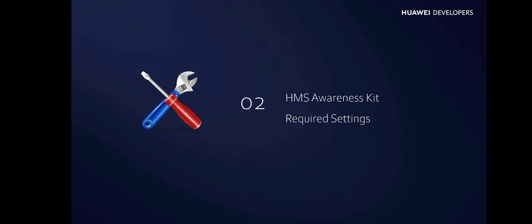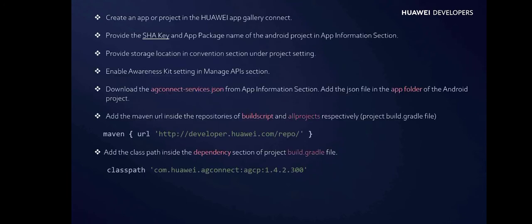Let's see the HMS Awareness Kit required settings. There are some required settings to start the development of Awareness Kit. First, create an app or project in the Huawei App Gallery Connect. Provide the SHA-256 fingerprint key and app package name of your project in the app information section. Set the data storage location under the project setting and enable Awareness Kit setting in Manage API section.